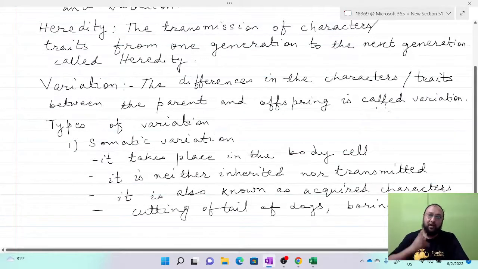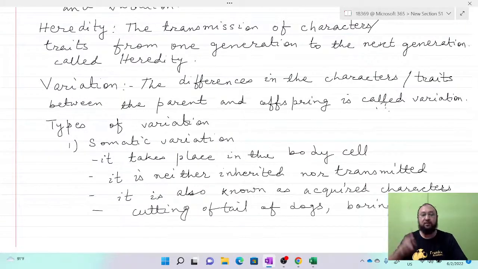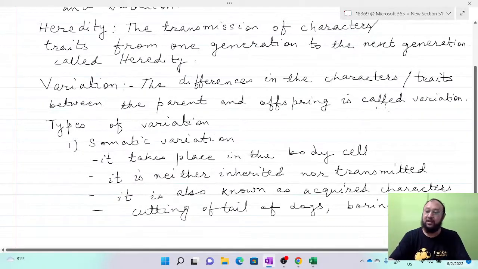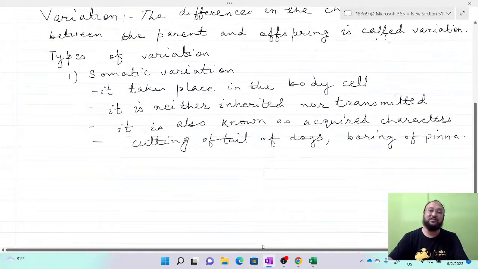If you cut the tail of a dog, and then the new generation comes, again you cut, and the third generation comes, again you cut. After 5, 10 or 20 generations, there will not be a missing tail or a smaller tail in the dog. It is not like that, because this is somatic variation, not gametic variation. Gametic variation we observe is inherited. We will see that also. So somatic variation is the change that we observe in the body cells.